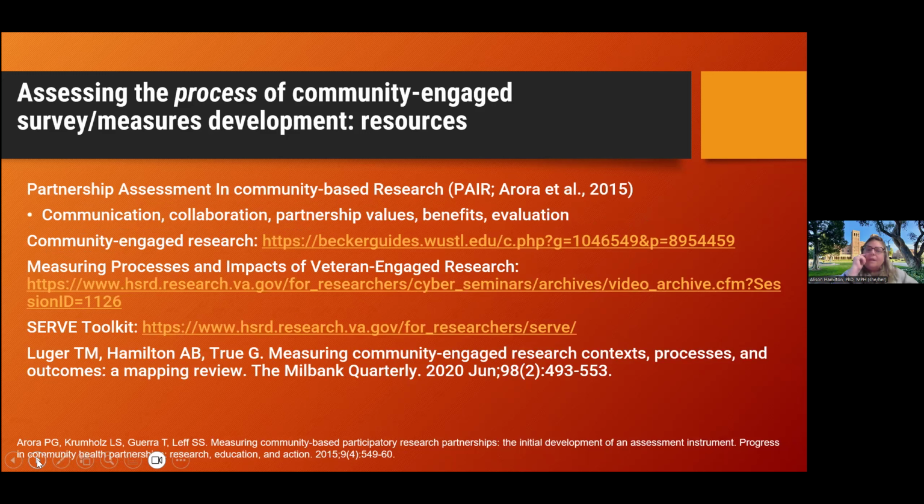And so I wanted to share some resources with you. There is a measure which I have not actually been able to get my hands on, the Partnership Assessment in Community-Based Research, or PAIR. This was an initial development paper, and I haven't actually seen later work, but if you are familiar with it, I would love to get it. I actually found for today this website, Community Engaged Research, and there is a wealth of information there about different measures, papers that describe measures. I could have spent a lot more time with it. I found it not long before our session today.